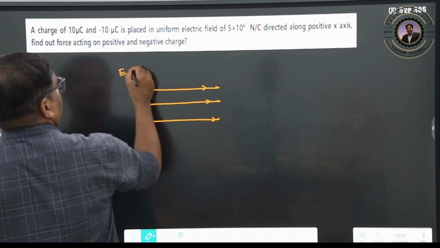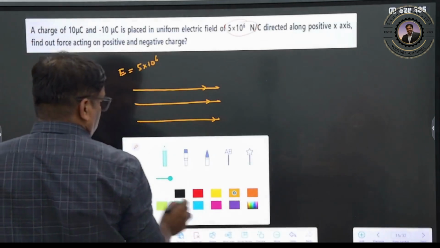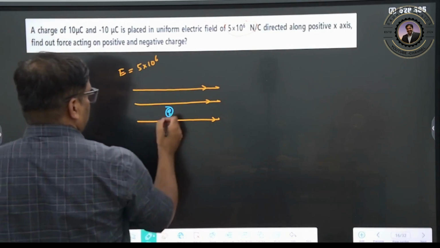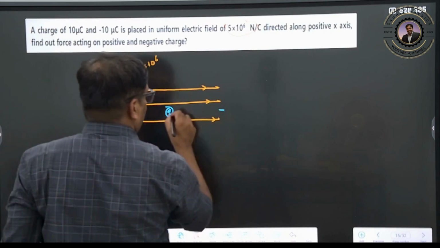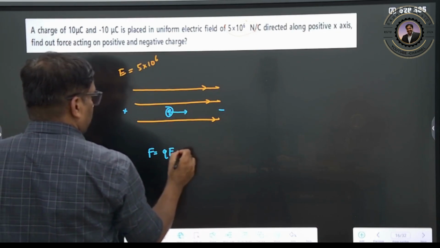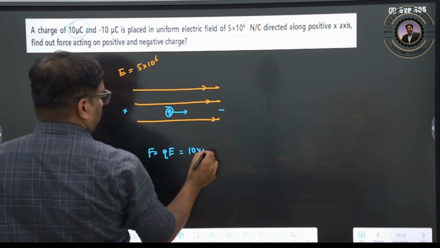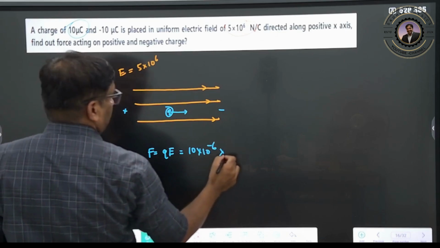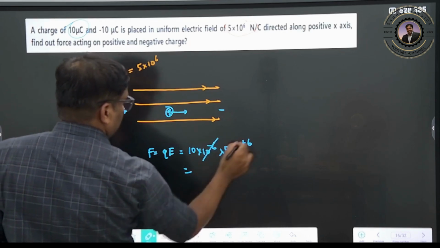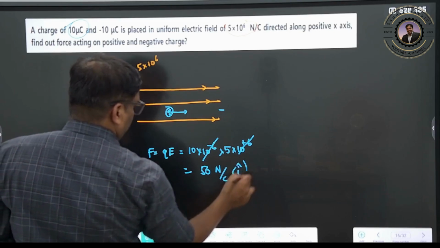How much electric field is there? 5 into 10 to the power of 6. If one positive charge is kept there, what will happen? It is going to experience a force in the direction of your x-axis. Force will be equal to q times E. Q is 10 into 10 to the power of minus 6. Electric field is 5 into 10 to the power of 6. So this will cancel. Therefore 50 Newton per coulomb in I cap.